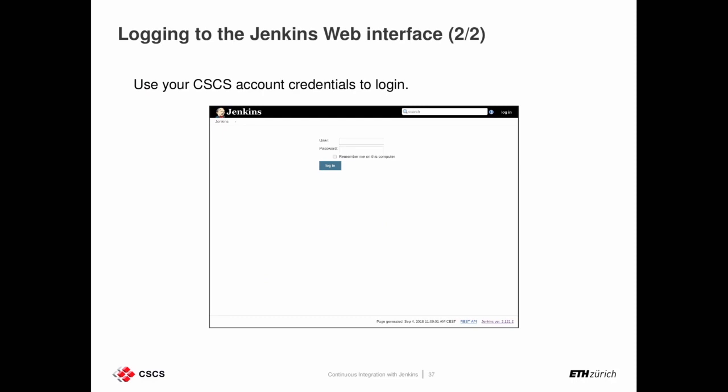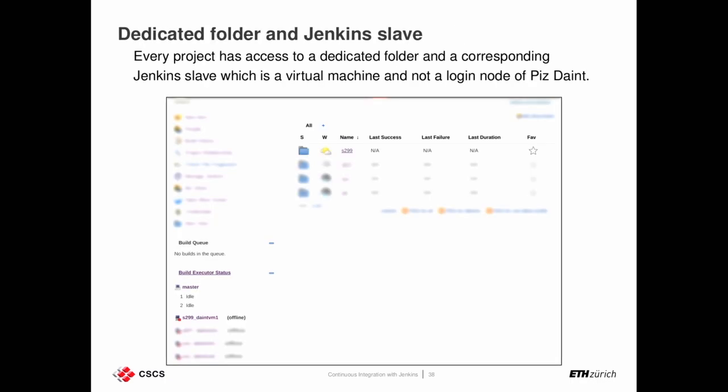So this is what you see when you try to log in. You use the LDAP credentials that you have for your CSCS account, and you log in. Here I show you, for example, a user of project S299, what he sees when he logs in. He sees this folder. The other ones he cannot see, but as I logged in as admin here, I could see the other ones.